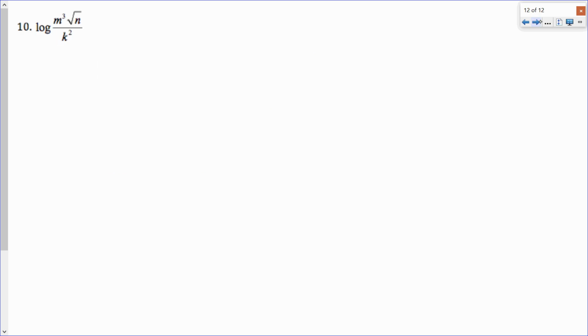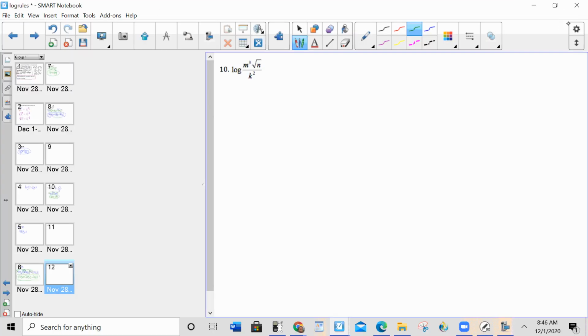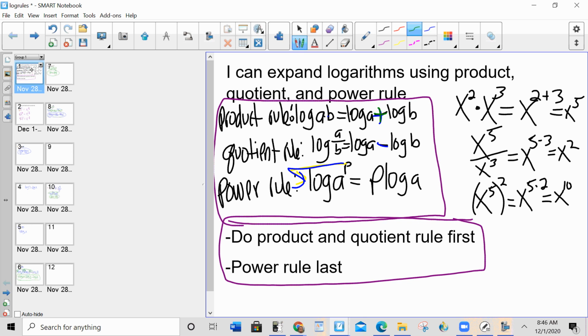So that's it for me. I think at this point you can do everything else on your own. Again, I can expand logarithms using product, quotient, and power rule. Make sure you do your product and quotient rule first and your power rule last when you're expanding logs. Make sure you know your rules. Multiplication becomes addition. Division becomes subtraction, just like the exponent rules. And your power rule, when you have an exponent, the power comes in front, because when you raise a power to a power, you're multiplying. That's essentially what's happening there.